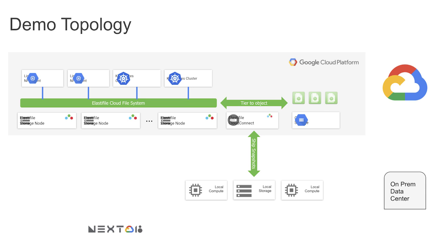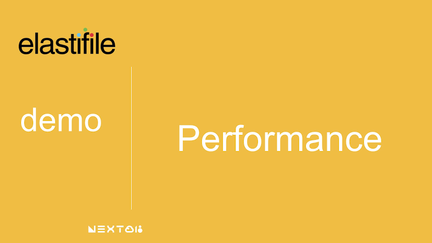Cloud Connect connects to object. And then lastly, I have an on-prem data center that's connected through a VPN tunnel to my private project as well. All right, so storage performance.